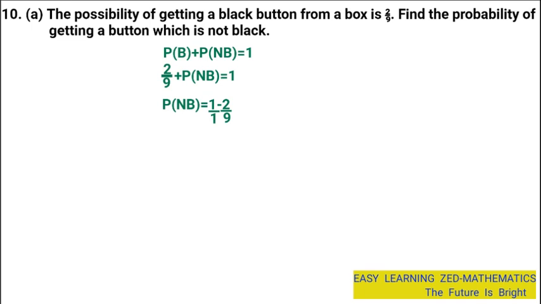Once we've done that, we're going to write: probability of getting a button which is not black is equal to. First we're going to find the lowest common multiple of 1 and 9. The lowest common multiple of 1 and 9 is 9 itself, so it's 9. Okay, 1 can go into 9 and 9 can go into 9. Then we're going to ask ourselves, how many times can 1 go into 9?